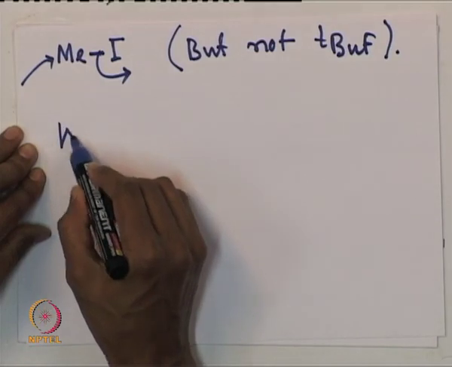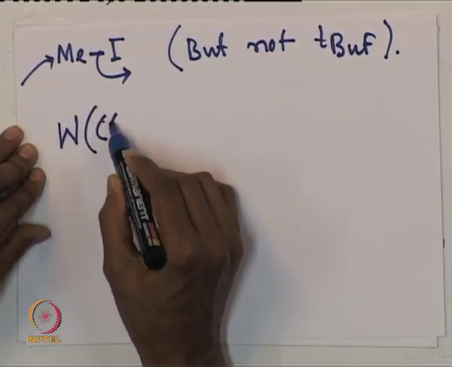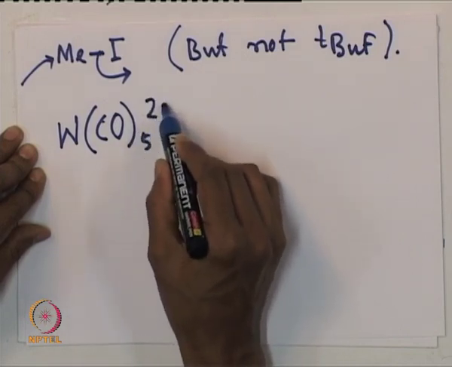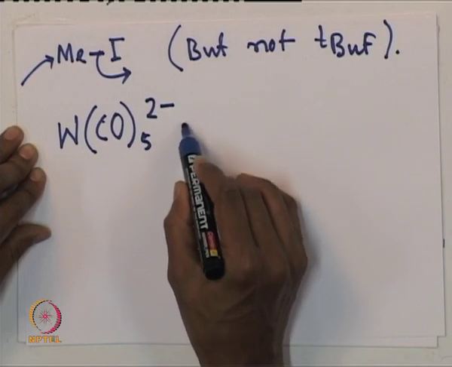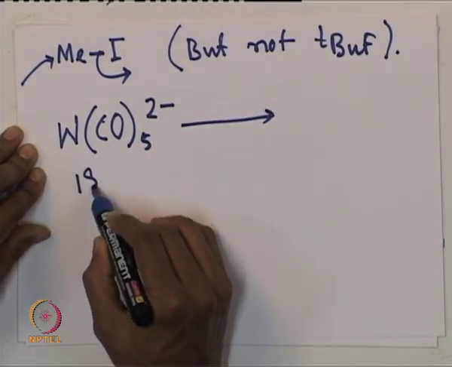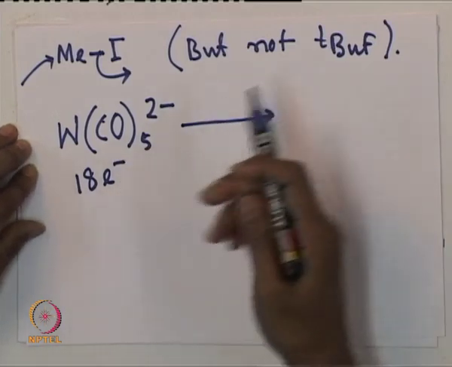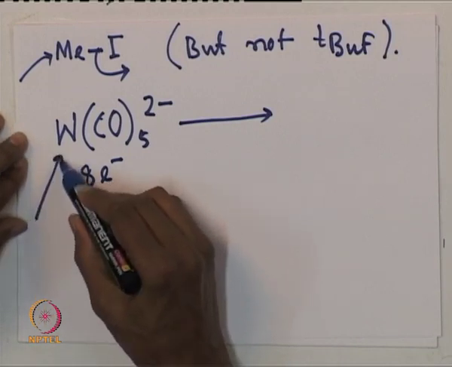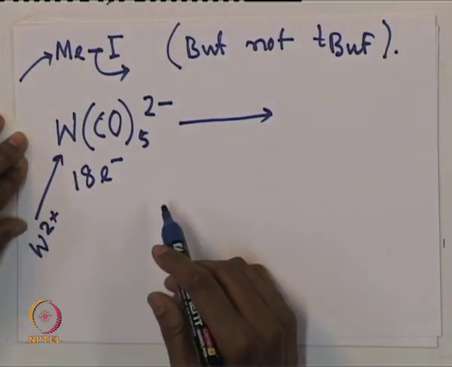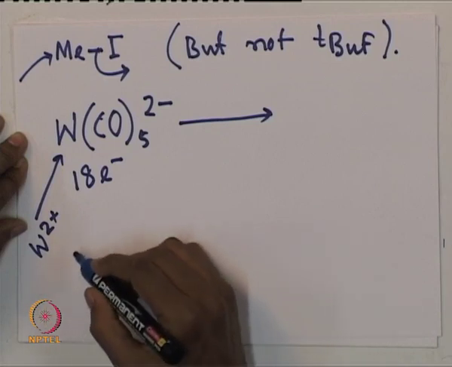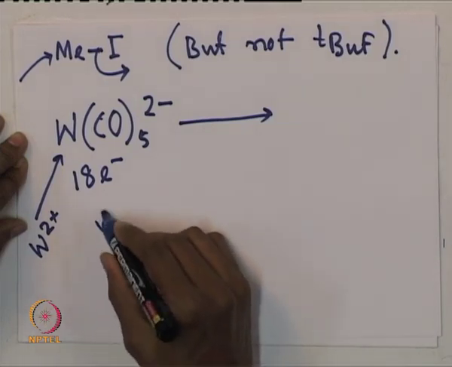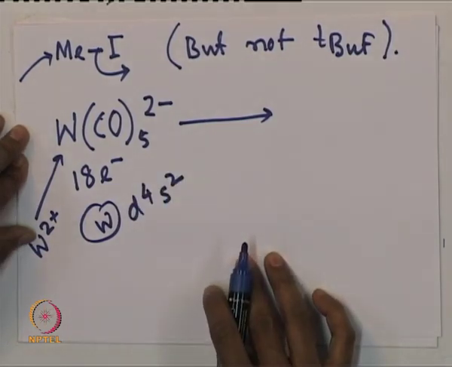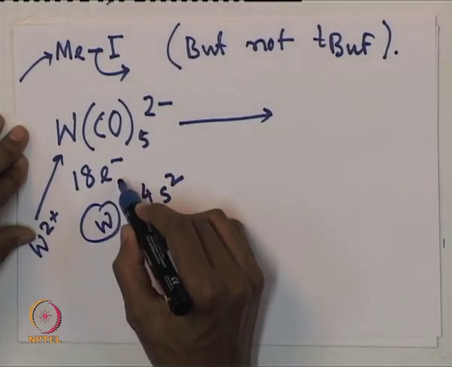Now if we would like to discuss complexes, we will be discussing two such cases. One of the complexes, let us say the tungsten pentacarbonyl dianionic species, has 18 electron count. All of you are familiar by now with the electron count. So this is the 18 electron species. Tungsten is in the +2 oxidation state. Tungsten is d4s2 electronic configuration. Now the total electron count becomes 18 electrons.